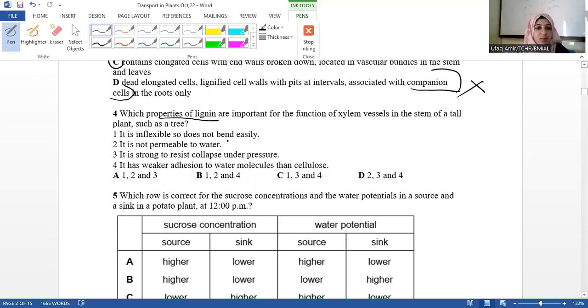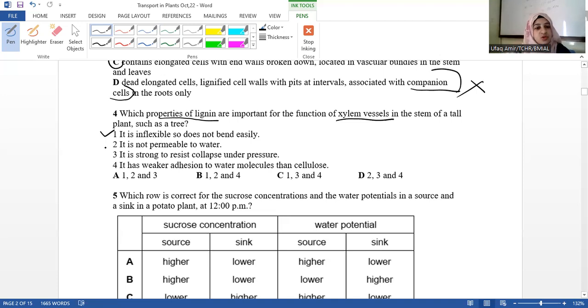So they are talking about the properties of lignin which are important for the function of xylem. Let's see which properties of lignin are important to its function. It's inflexible, so it does not bend easily. Correct. The cell wall is already rigid, but when lignin is deposited on it, it gets more inflexible and does not bend easily.